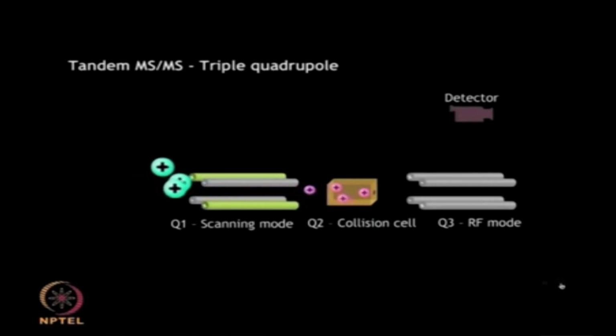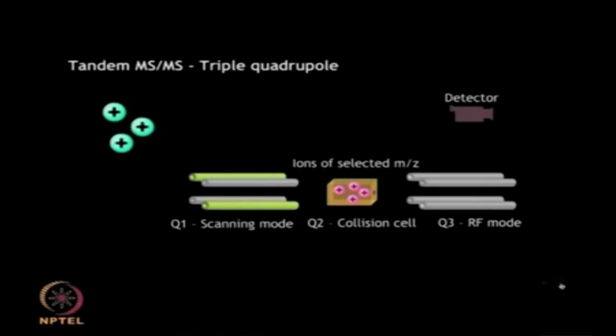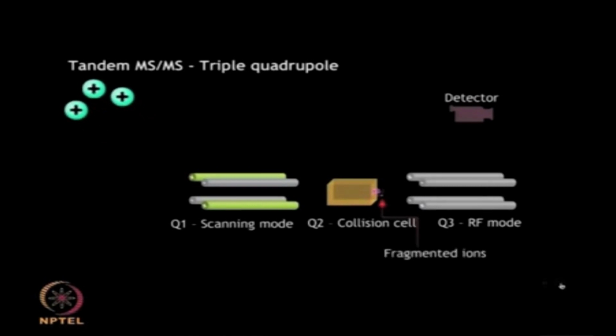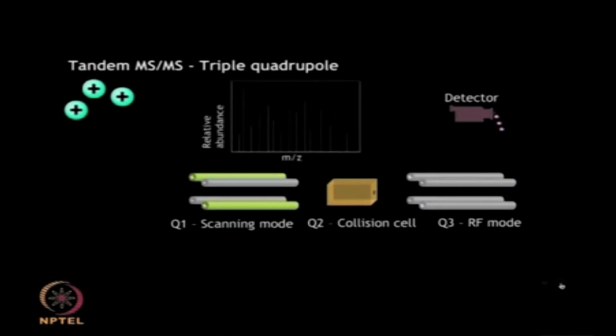Once the ions are selected, these ions enter the collision cell, where they are fragmented by collision against an inert gas like argon. The smaller fragments then enter the third quadrupole, which scans all the ions in a radio frequency or RF mode to generate a spectrum based on the varying behavior of ions in an oscillating electrical field.